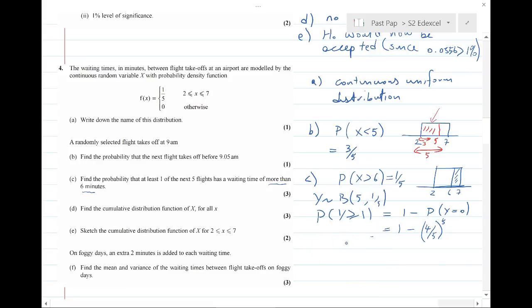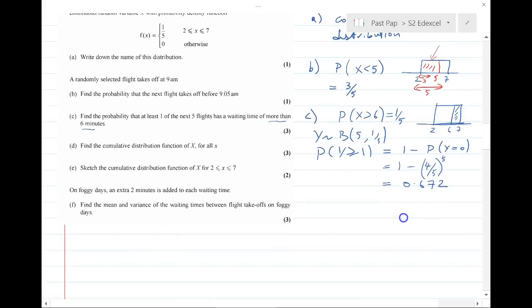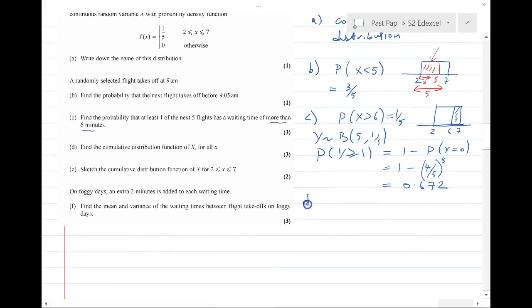Similarly, if it had been late all of the time, if that had happened 5 times, then we'd do 1/5 to the power of 5. So anyway, that's equal to 0.67. If we go to 3 significant figures, 0.672. Okay, so that's part C. Part D says find a cumulative distribution for this.